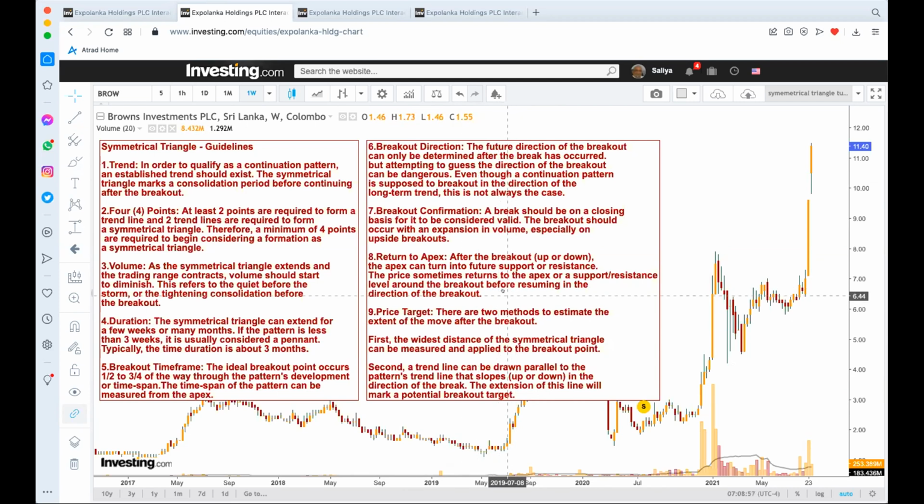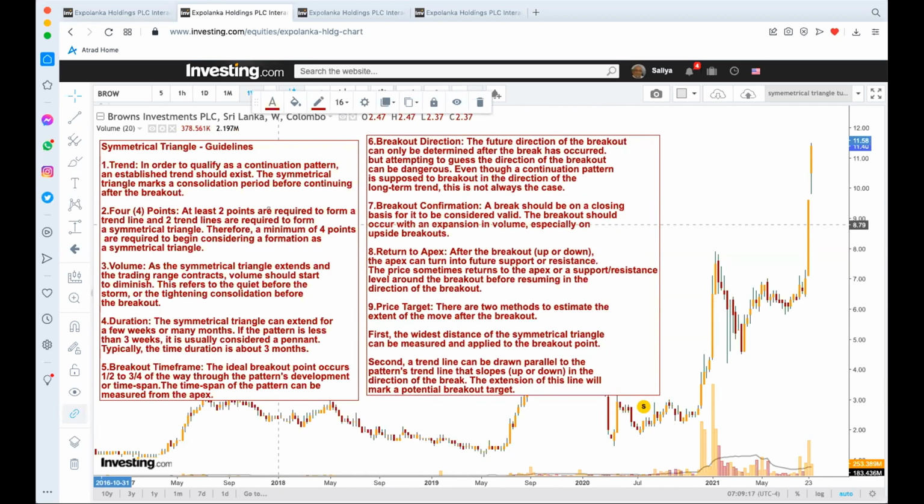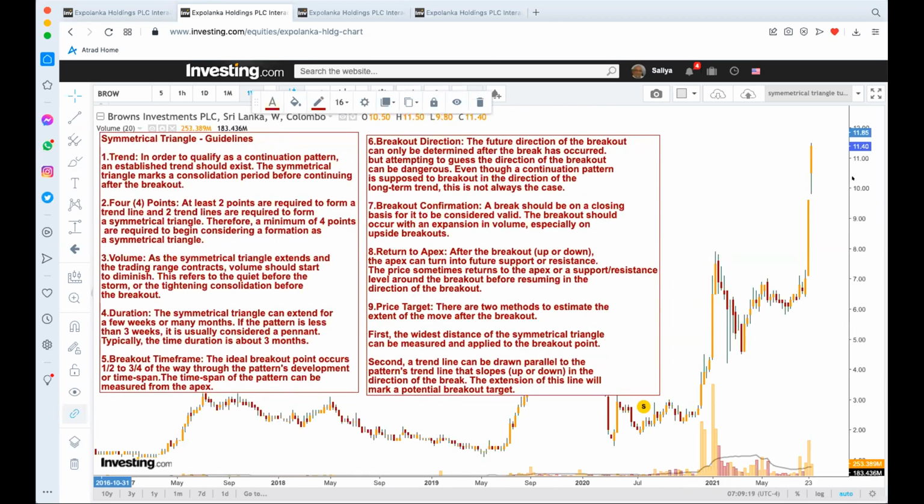Right, these are the guidelines, and we will be using the Brown's Investments chart and look at how we are going to draw based on these guidelines. First, we need to spot the trend, right? I'll be keeping this as it is, and I'm going to take you through the weekly chart of Brown's. This is the weekly chart. The time frame is week.